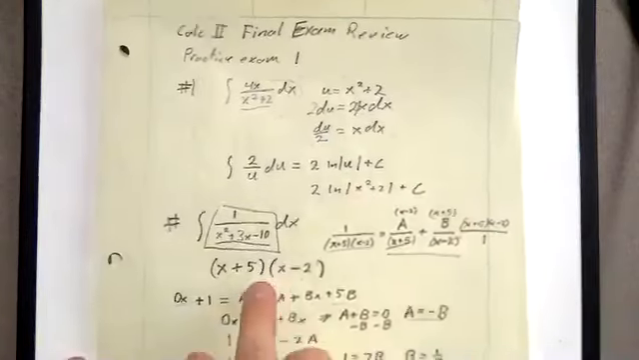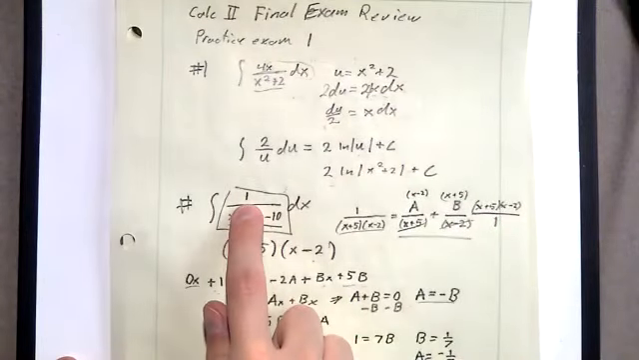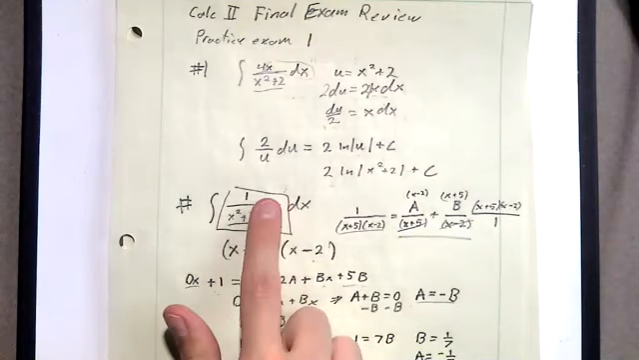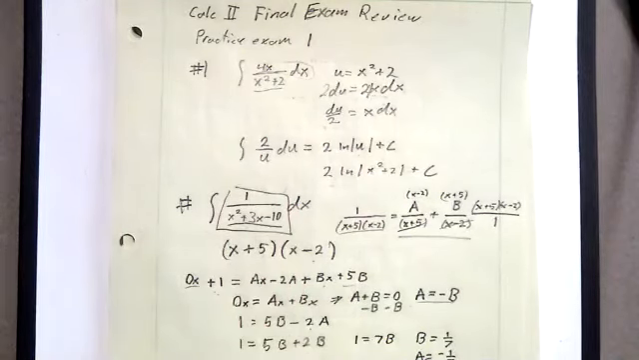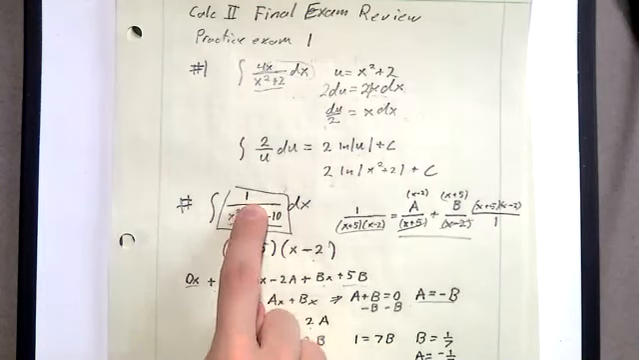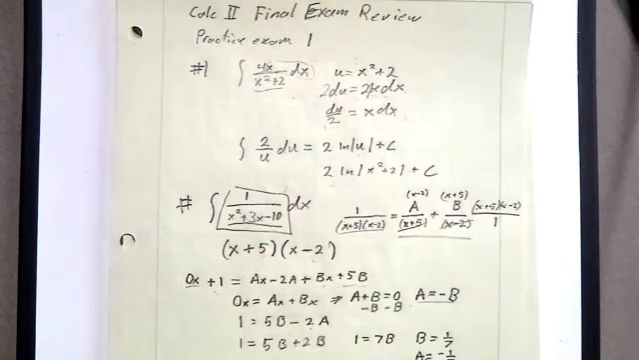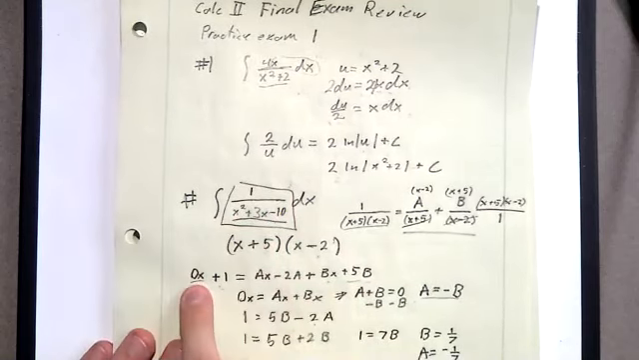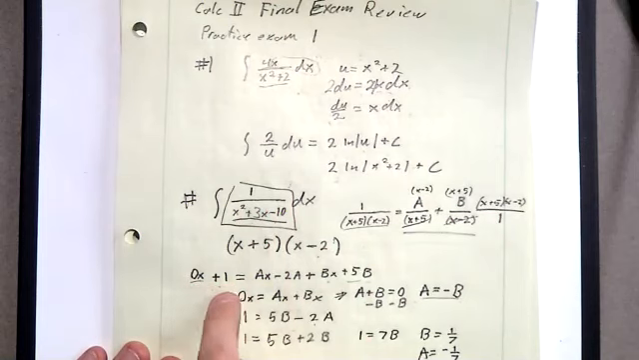Is it safe to assume a plus b will always be 0? Not always. Sometimes you may have an x term in there. Let's say we have x plus 2 up there instead. So if you have x plus 2, this equation right here would become x plus 2.